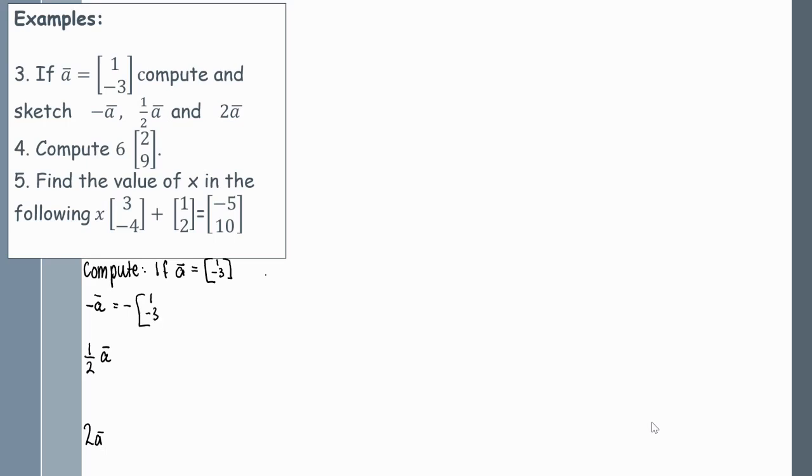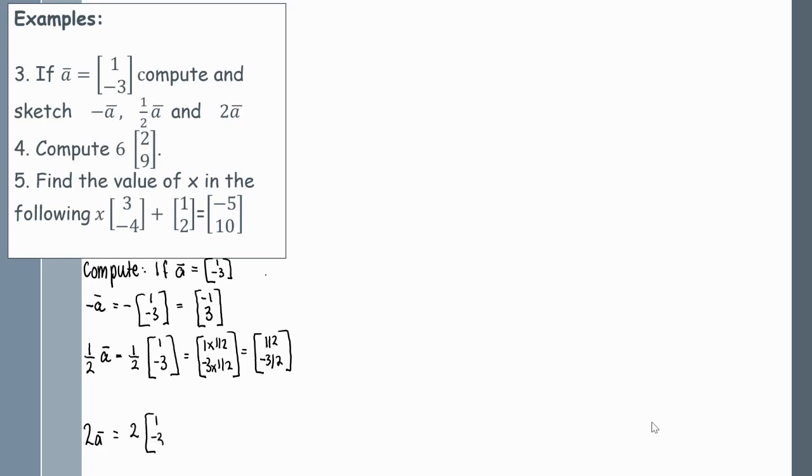So if we have -A, we just do -1 times (1, -3). Minus 1 times 1 is just -1, and -1 times -3 is a positive 3. If we have a half of vector A, again multiply each component of A by a half, and we get a half as our first component and -3/2 as our second component. Lastly, if we have 2 times vector A, again multiply each component, and we get (2, -6).